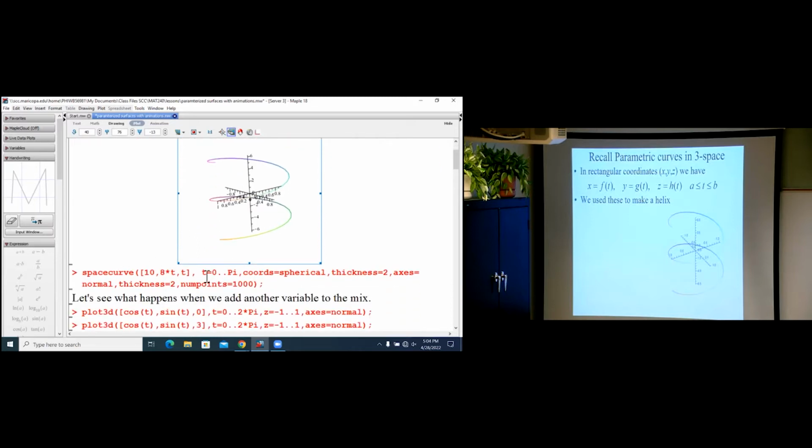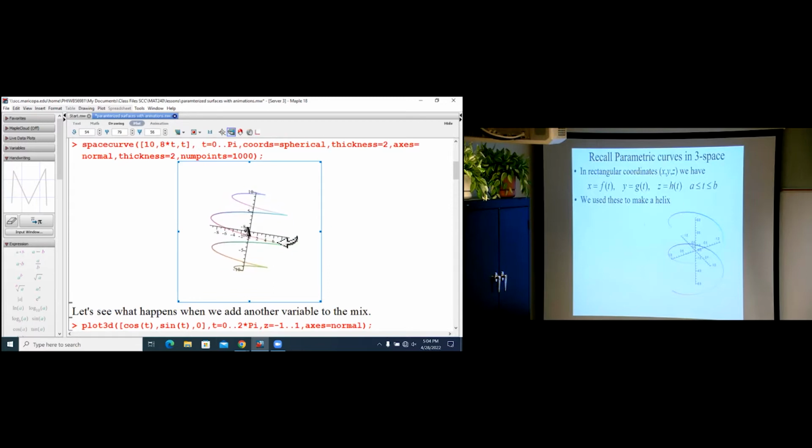Now, one of the things that I can do in Maple that I can't do in Calculate 3D, and I just want to show it to you guys, is I can do space curves in other coordinate systems. For example, I can do a space curve in spherical coordinates. Spherical coordinates goes rho, theta, phi. So 10 is going to be the radius of the sphere. 8t is going to give us how many windings, and then t takes us, that's that phi that goes from the positive z-axis down to the negative z-axis.